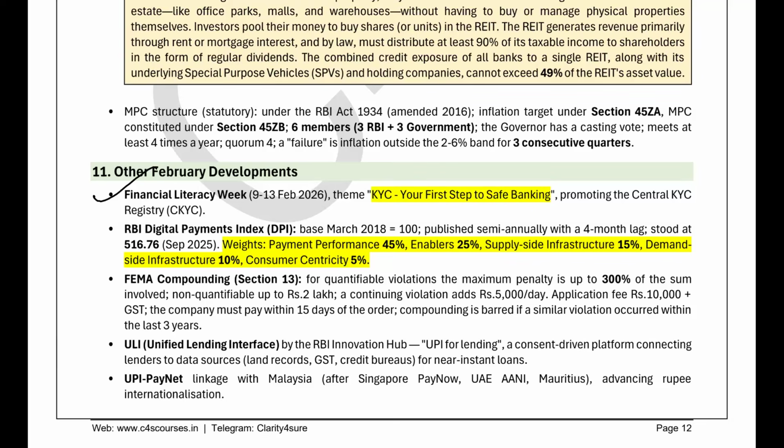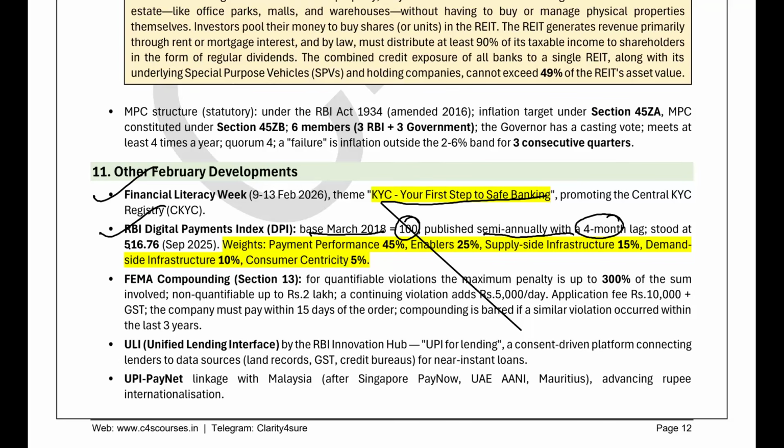Financial literacy week 9 से 13 Feb में था. थीम केसीसी योर फर्स्ट स्टेप टू सेफ बैंकिंग. RBI Digital Payment Index, that is DPI, base March 2018 100, right? DPI digital payment based index है March, ये it is important, which is semi-annually, कितना होता है, 4 month lag.